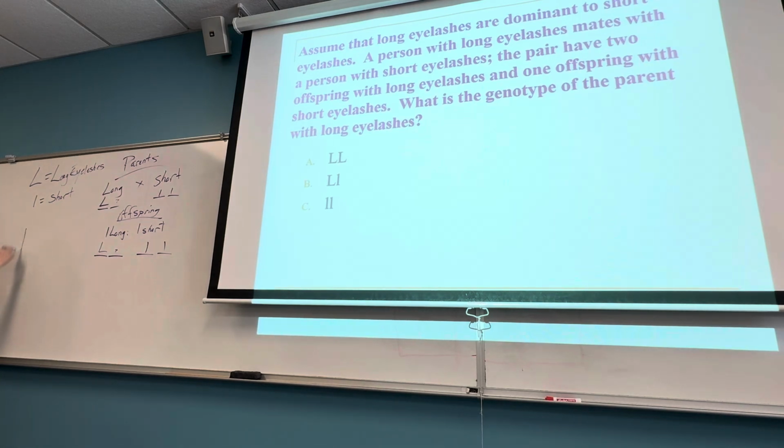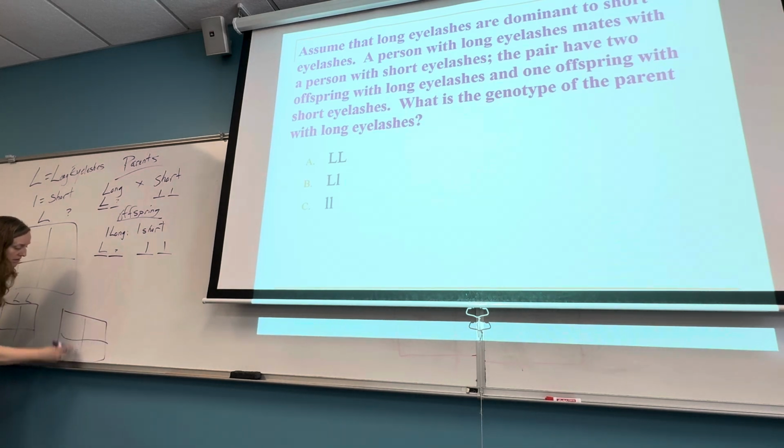So you could do, as you have below, basically you want to do this Punnett square. But that turns into two different Punnett squares. The long eyelash parent, we'll try them with big L, and then we'll try them with big L, little l. And our other parent is little l, little l.